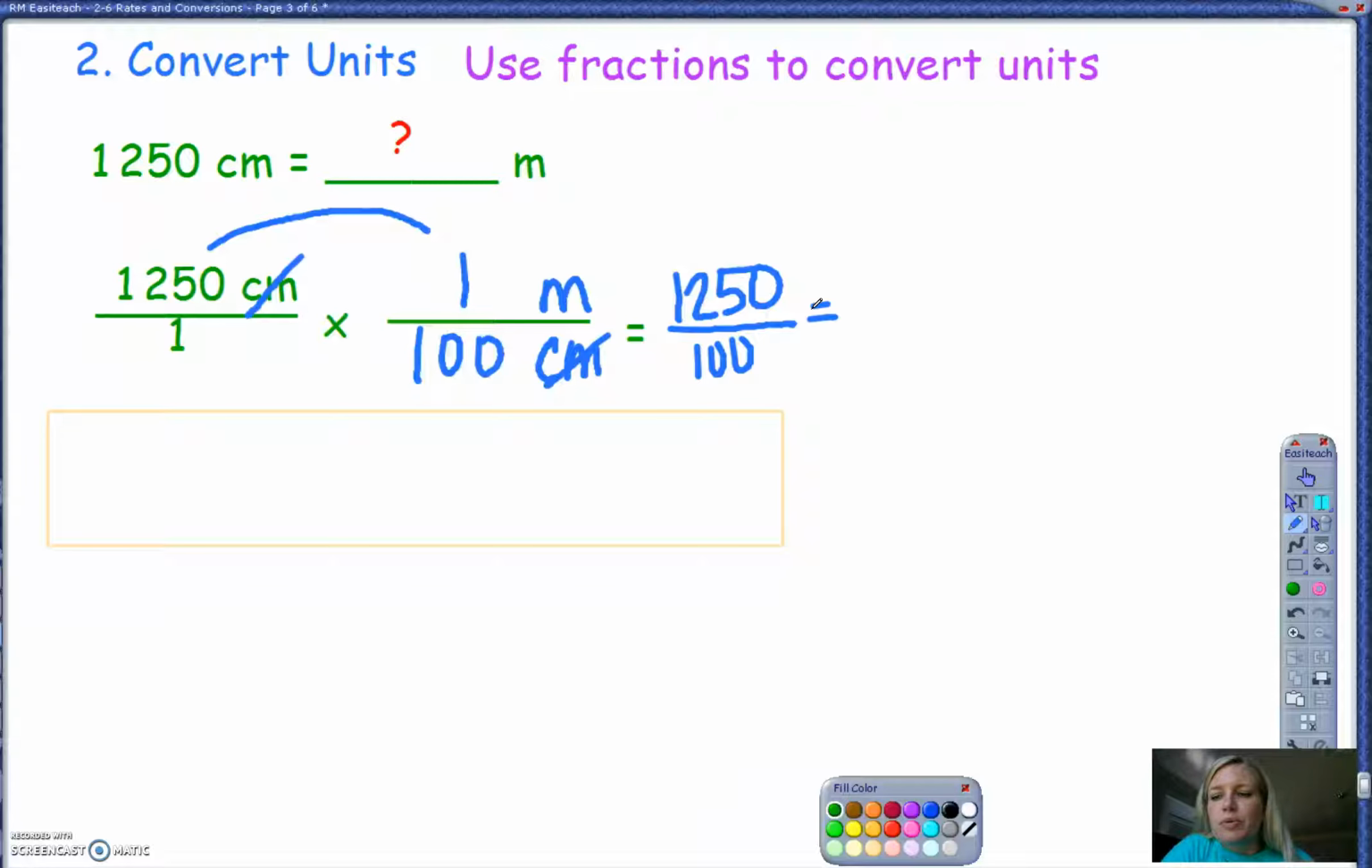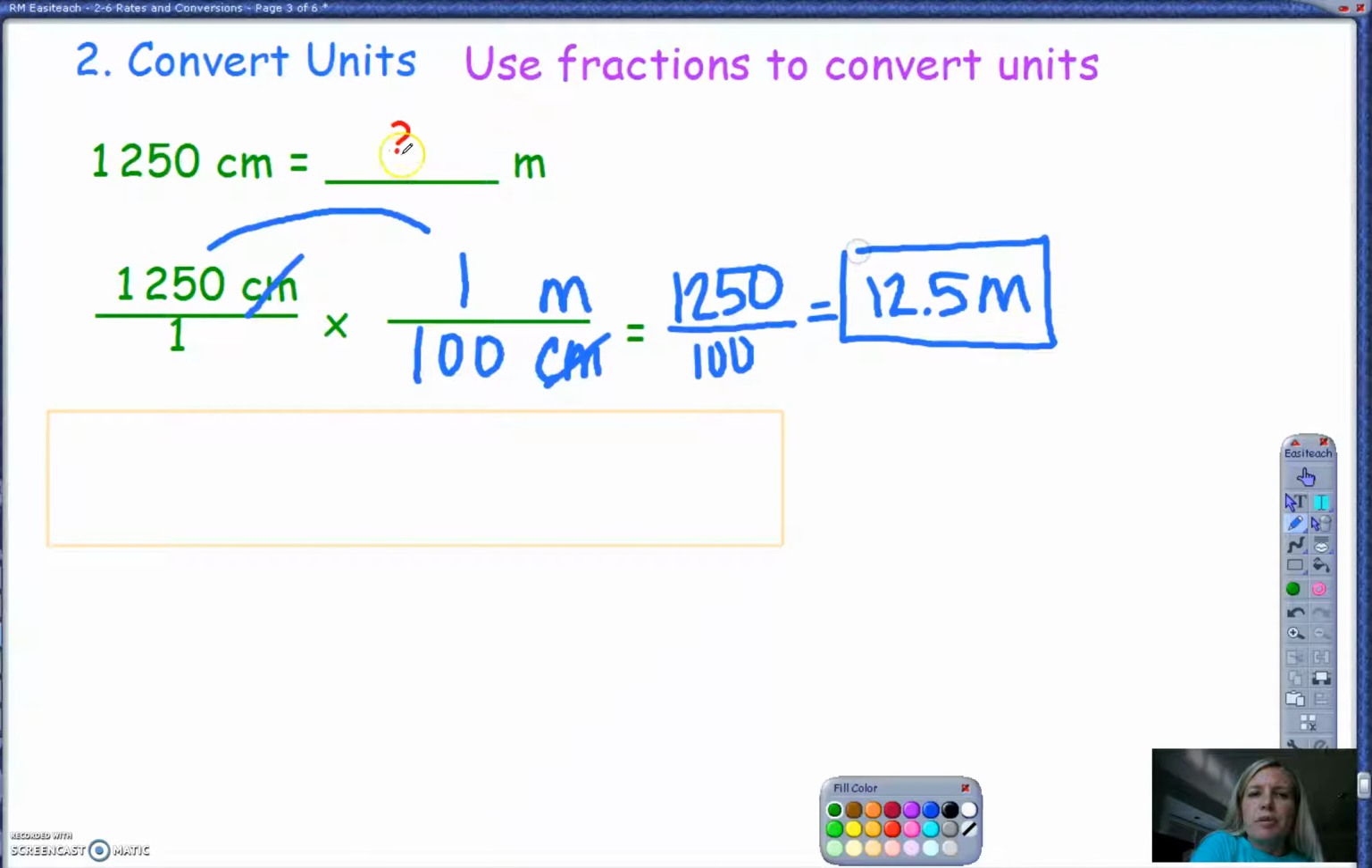Now you can do this in between step without even writing it down. I'm just showing it to you in case you get stuck. 1,250 divided by 100 is 12.5. And now you have to have your units. The one that's not crossed out is your units, meters. And that's your answer. And that was what we were looking for. That's what that question mark was.